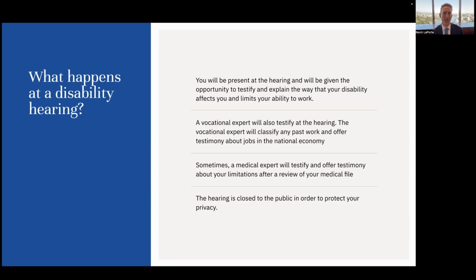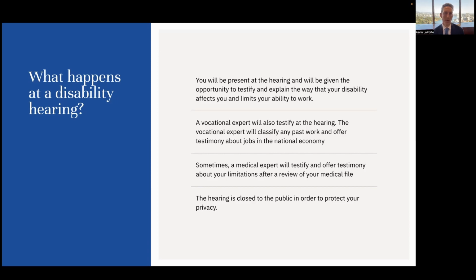And they'll tell the judge whether they believe, in their opinion, a person's conditions meet something called a listing. So a listing is the dictionary definition of a disability under the Social Security rules. And then if they don't think the record rises to listing level, they'll tell the judge what kinds of workplace restrictions they think somebody would reasonably have. This doesn't happen at every disability hearing. And then also, if you're represented, your attorney will cross-examine the medical expert.